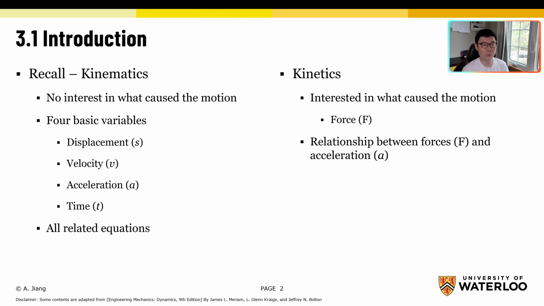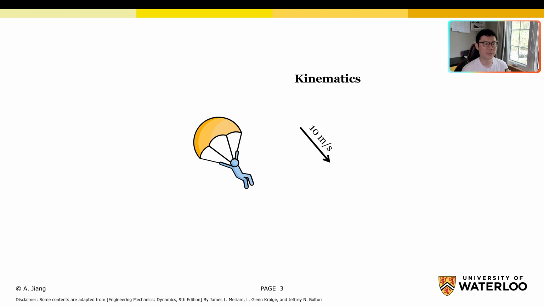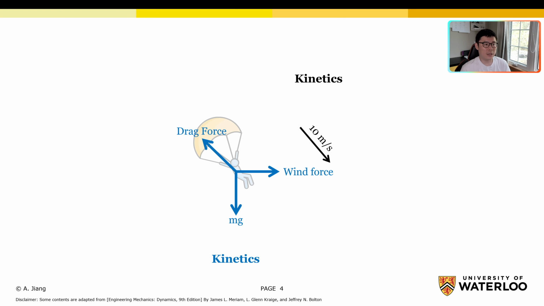In this chapter, we will look at kinetics, where we need to analyze what is causing the move, the force, and we will explore the relationship between forces and acceleration. I like this quick illustration here. When we were dealing with kinematics, all we needed was to know the velocity and its direction. That's kinematics. Here in kinetics, we want to know why the velocity is 10 meters per second, not any other value, by analyzing the force this person is experiencing.